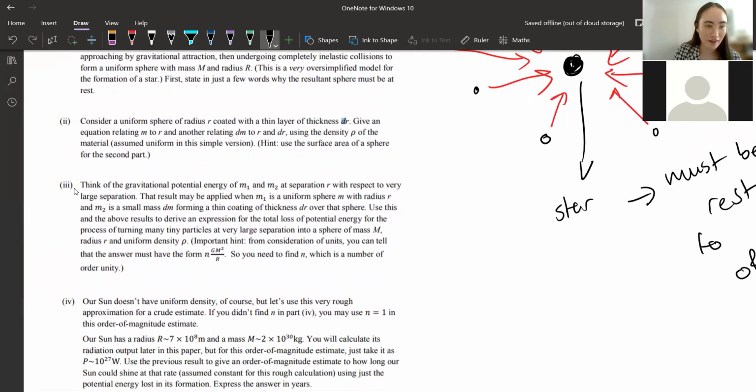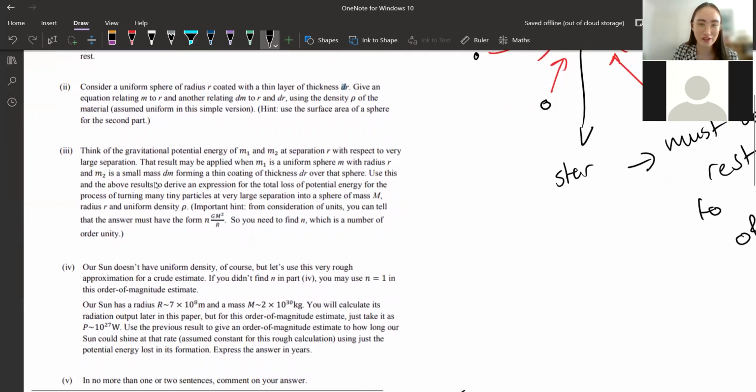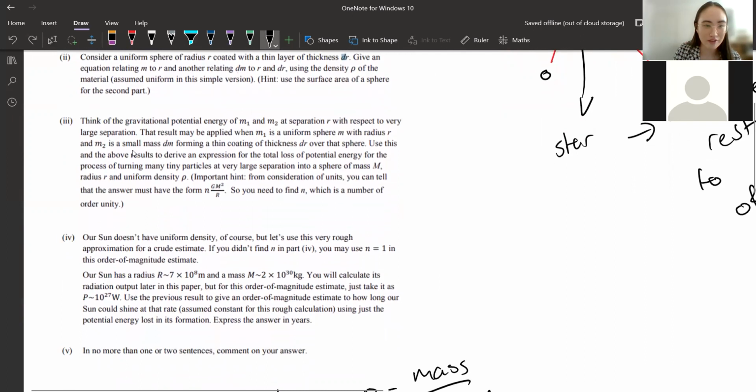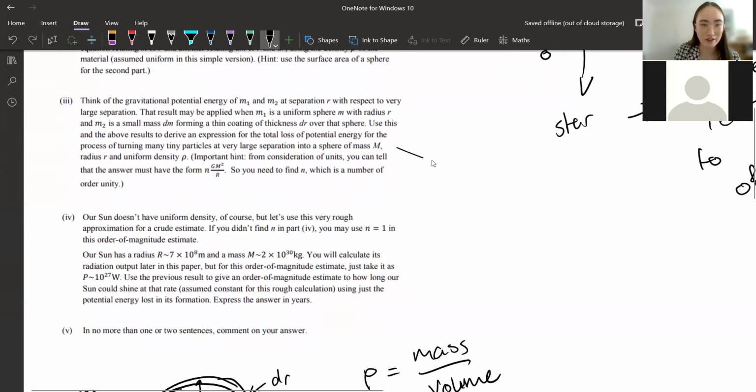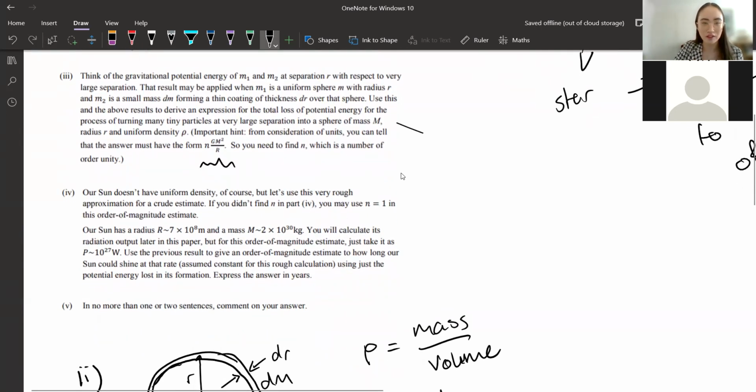So that was a question that's kind of setting up how to solve the next part. So part 3: think of the gravitational potential energy of M1 and M2 at separation R with respect to a very large separation. The result may be applied when M1 is a uniform sphere and M2 is that small thin coating around the outside. And we're going to use these results to derive an expression for the total loss of potential energy in the process of turning many tiny particles into this star in the center. And they've given us a hint about the form of what our answer is going to look like. So that's nice.